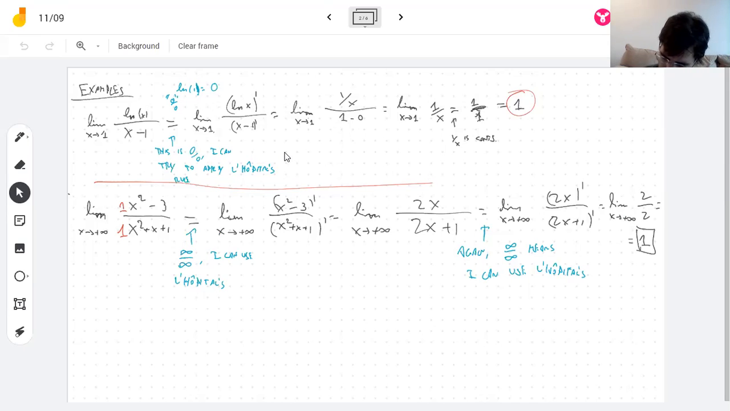So this limit existing tells me by L'Hopital's rule that this limit exists and it's 1. And this limit existing and being 1 tells me that this limit exists and it's 1. And that's it, I'm done.